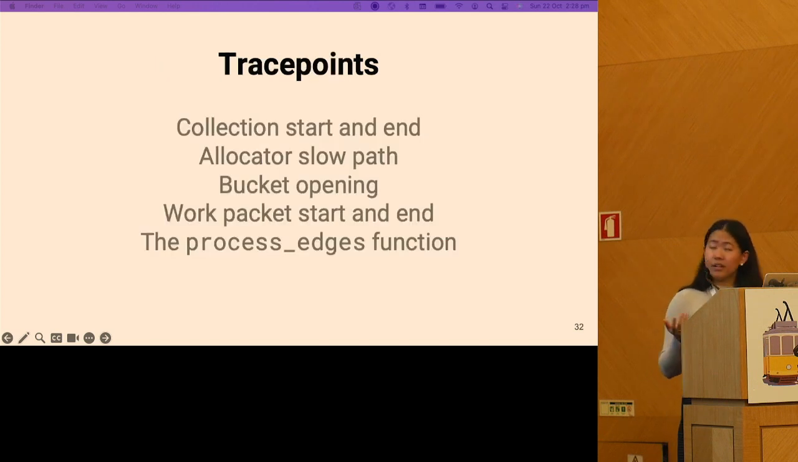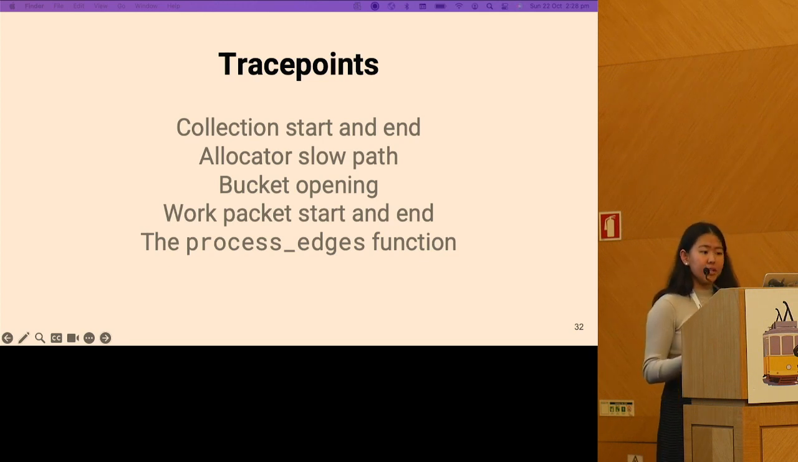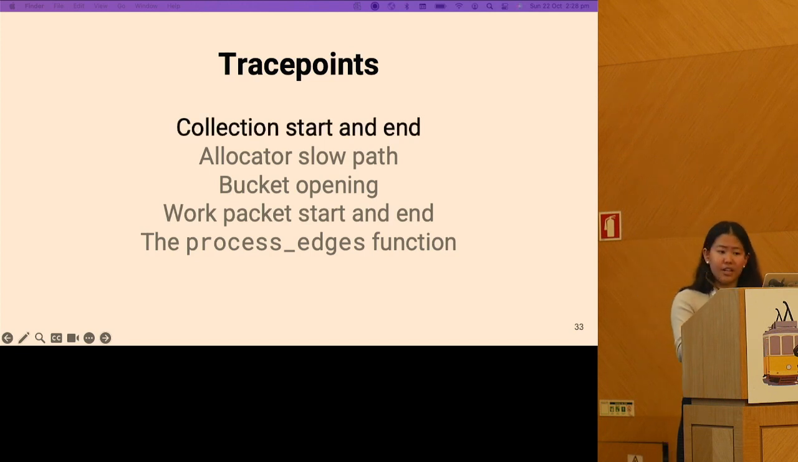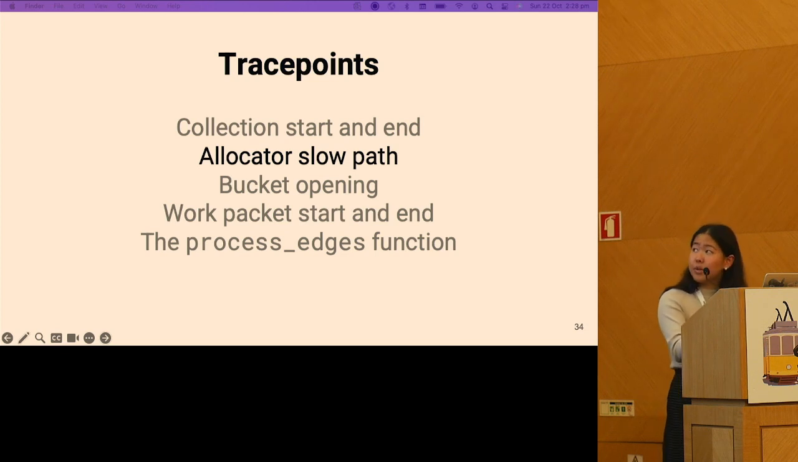With that kind of work packet design in mind, we can now identify a lot of critical points in the MMTK codebase, and these are the ones that we've pulled out. The first one, collection start and end, lets us look at the stop-the-world collection time. The second pair of trace points lets us look at the time we spend in the allocator slow path, and they fire about every 64 KB of allocation. The third set, bucket opening, just records when the bucket opens, and because these buckets execute serially in a fixed order, we can also know how much time we spent in each bucket.